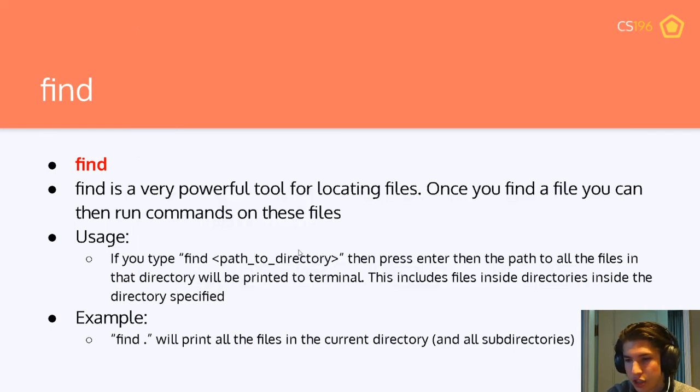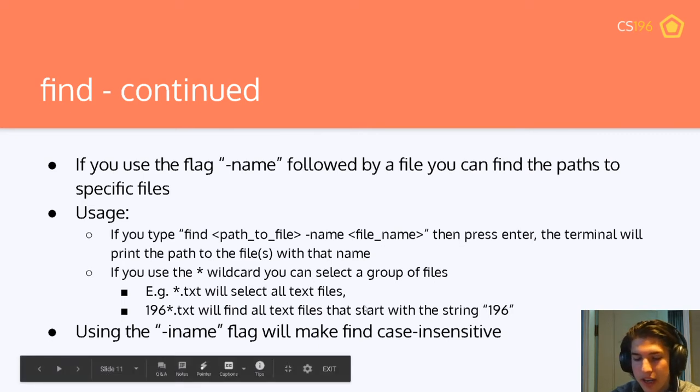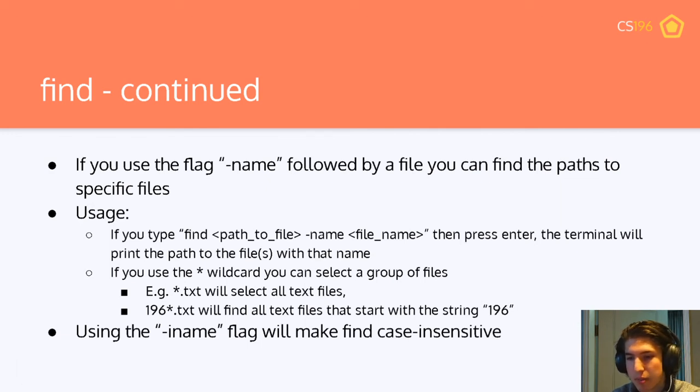Great. So find is a way to find files, and you can give it flags. If you want to find files that fit a certain format, you can use the name flag. And in the name flag, you can use this thing called a star wildcard. The star wildcard is something that you guys are going to use a lot in terms of CS196 and programming in general. What it does is it represents any number of any letters.